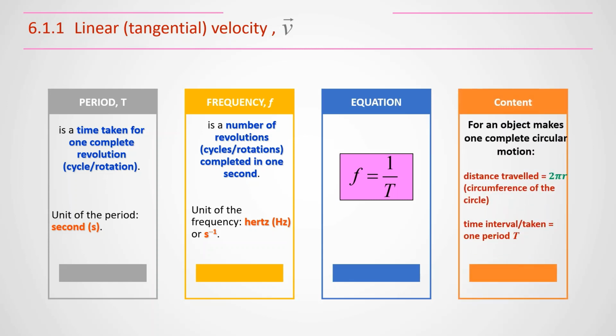For an object to make one complete circular motion, the distance traveled is equal to 2 pi r, and the time taken is equal to 1 period. Formula and unit.